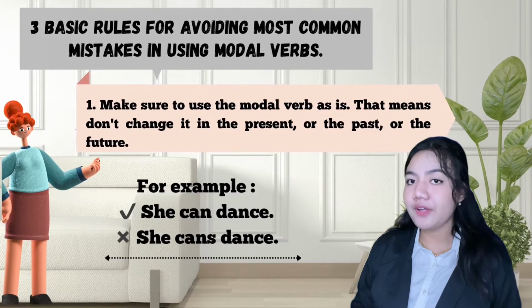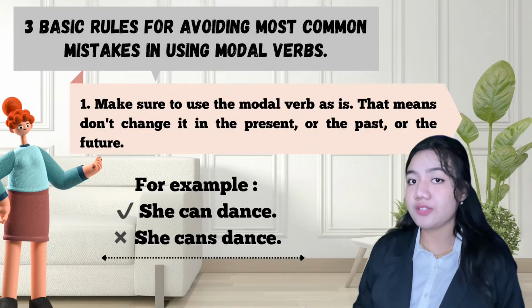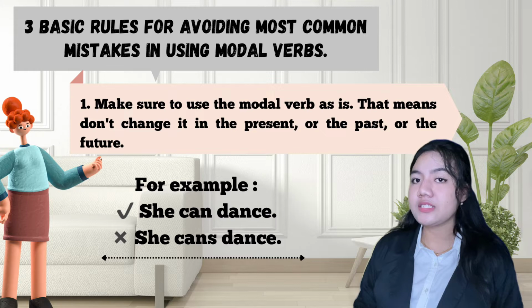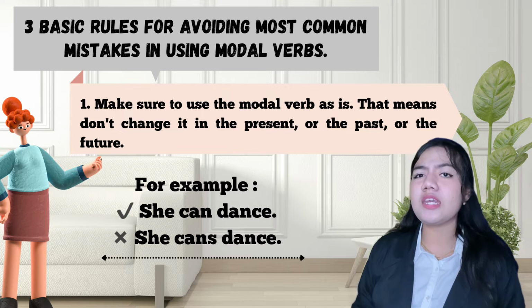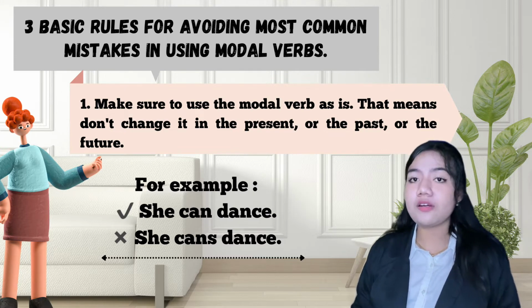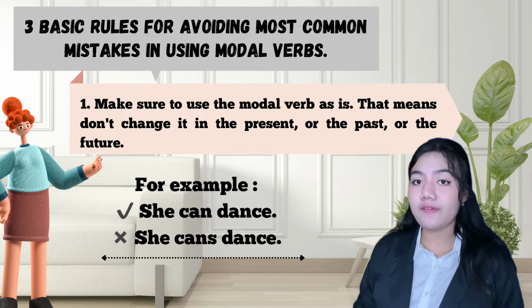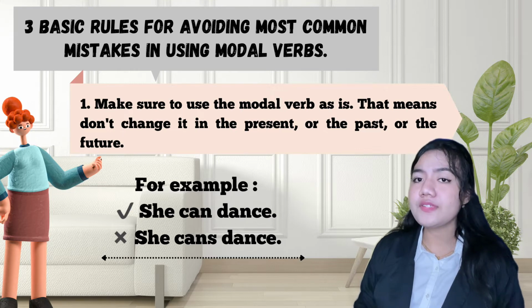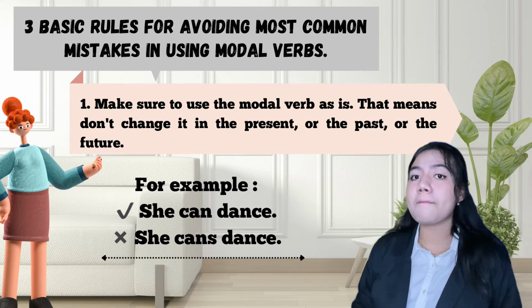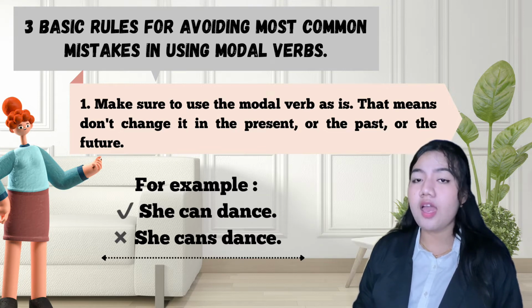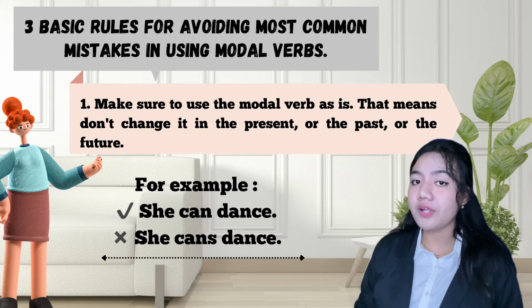Alright, so I'm going to give you 3 basic rules that you can follow for avoiding the most common mistakes in using modal verbs. Okay, first of all, make sure to use the modal verbs as is. That means don't change it in the present, or the past, or the future. For example, we can say, she can dance. This is a correct sentence. It would be wrong if you say she cans dance, because here students or people put an extra s there, and we don't need to change that modal verb ever.